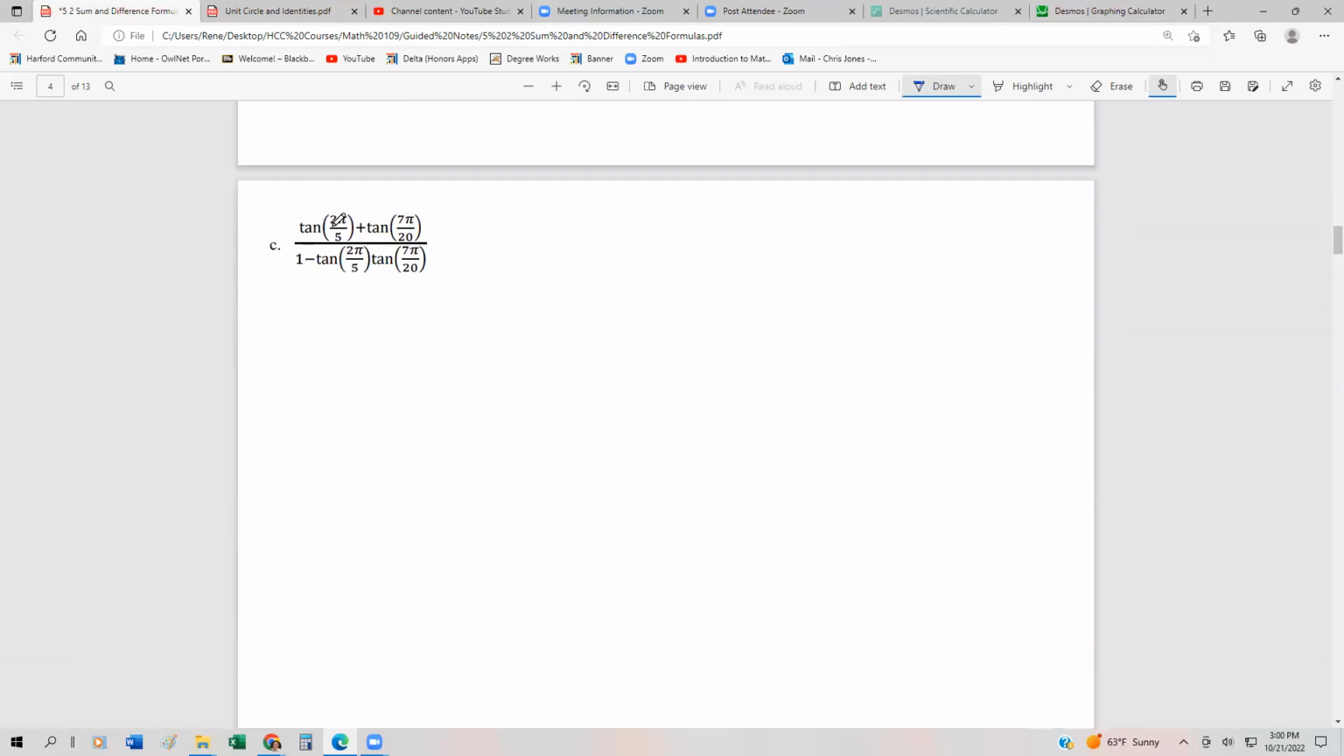We have this tangent, okay? We want to determine what the exact value of that is going to be. So this looks a little ugly. We have something to the effect of tan, and let's call the 2 pi fifths x, and let's call 7 pi 20ths y. So we have tan plus tan over 1 minus tan times tan. So really what we're looking for is a formula tan x plus tan y divided by 1 minus tan x tan y.